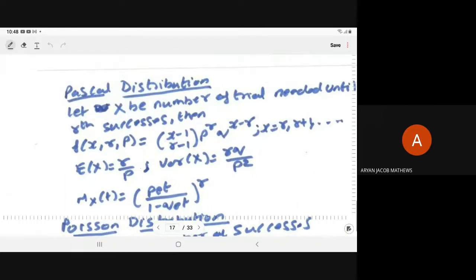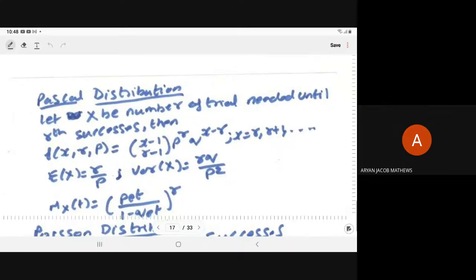Then after this we have another distribution, the Pascal distribution. The Pascal distribution is the extension of the geometric distribution. In the geometric distribution, we count the number of Bernoulli trials required to get the first success. Here in Pascal, the Pascal variate X measures the number of trials required for the r-th success. Until the r successes, how many trials do we require?